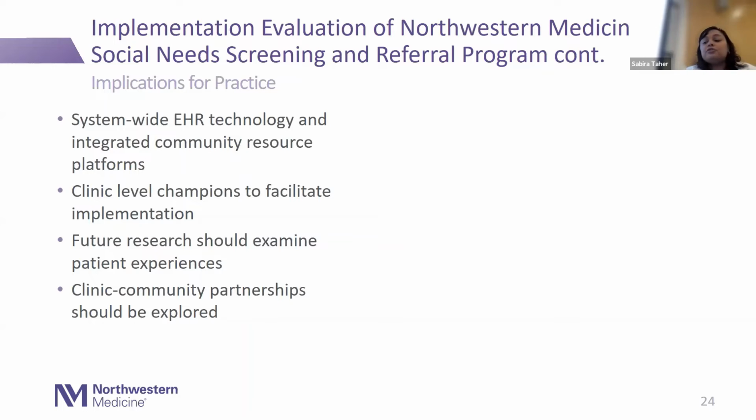So essentially, implications for practice are that system-wide EHR technology and integrated community resource platforms really help with the coordination of implementation efforts. Clinic level champions can really facilitate implementation, step in when there are any unintended barriers that arise. And future research should really examine patient experiences, because we want to know, are these resources useful? Are you using them? And this, I think, goes also to the added need for clinical community partnerships to understand the landscape in the community and to develop feedback loops so that we know when a patient has accessed a resource.